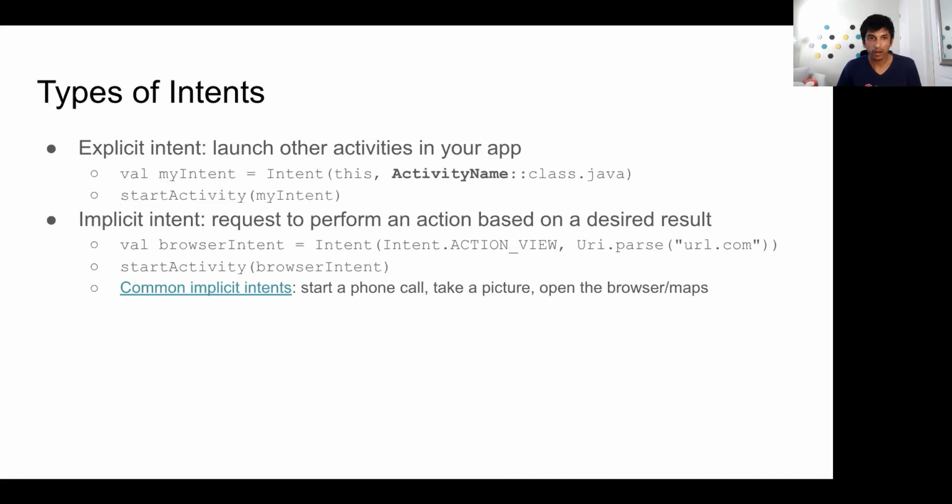Other examples of implicit intents are starting a phone call, taking a picture, or opening the map. The idea is that I don't want to build an entire phone application within my app. I don't want to build a camera within my application. I'd rather just delegate that work to an existing application on the phone. That's why implicit intents are really powerful.